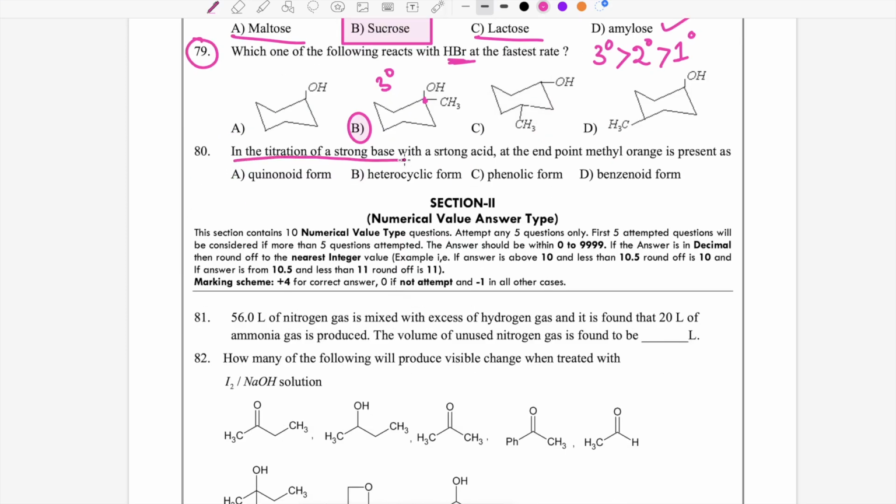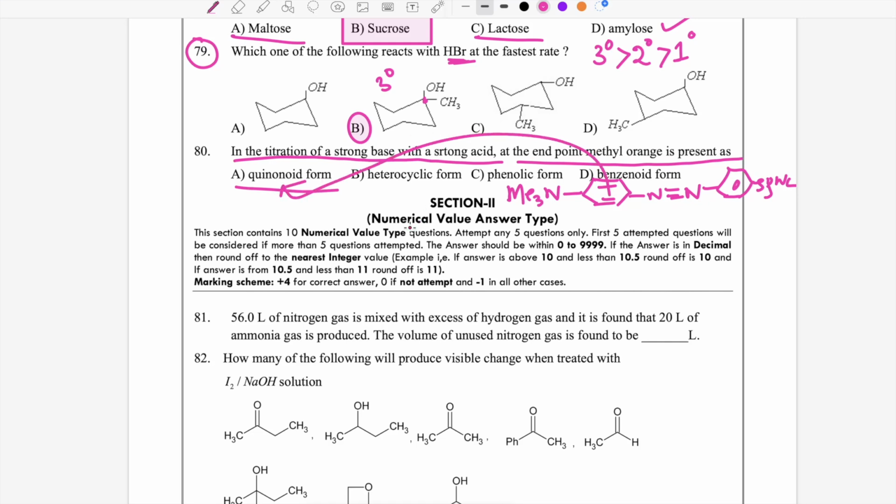In the titration of strong base with strong acid, the end point of methyl orange is present in the quinonoid form. The end point of it would be in the quinonoid form. Its structure would be Me3N, which gives us the benzene, or the benzenoid structure, here N double bond N, and we have the benzene connected to it, which is SO3Na. So the structure is the quinonoid form. So the answer for the 80th question is AI.